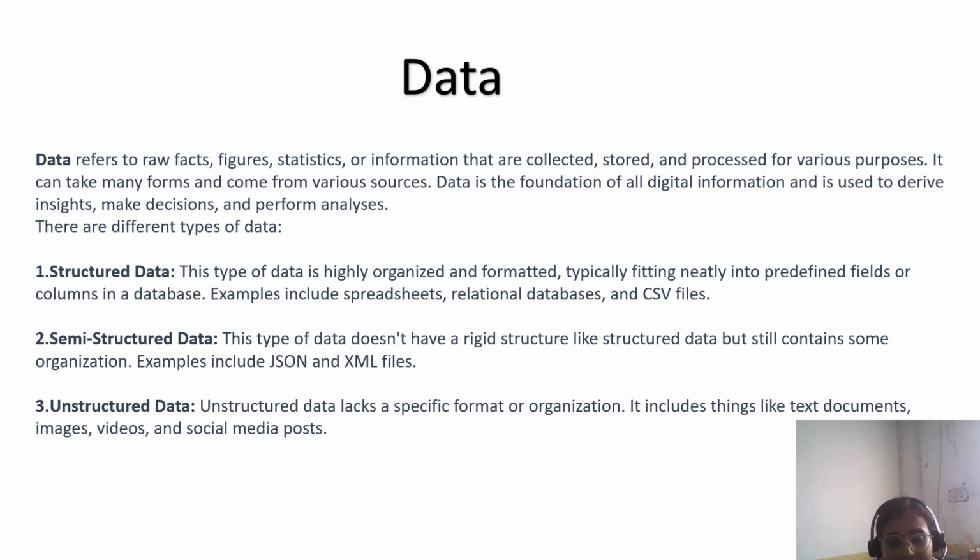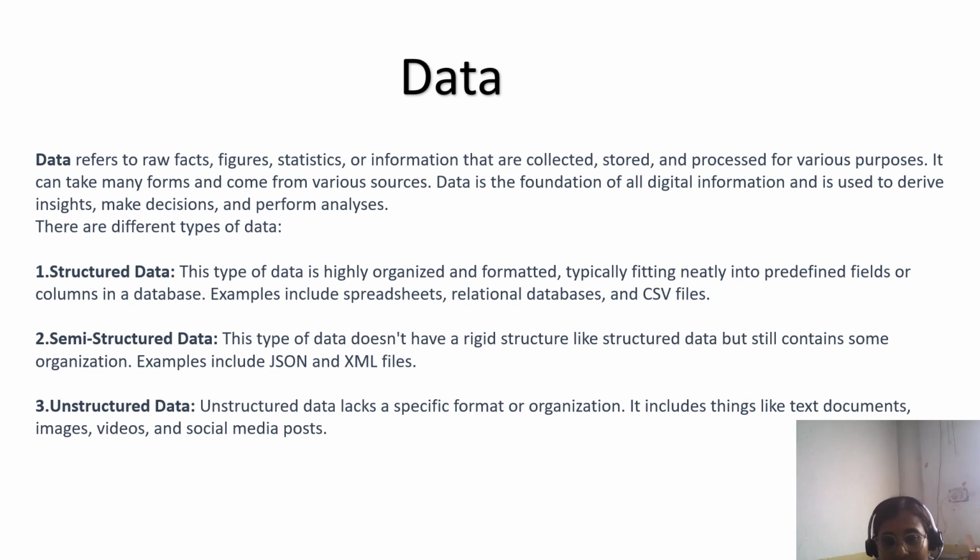And then next is the unstructured data. Unstructured data lacks a specific format or organization. It includes things like text, documents, images, videos and social media posts. We can take Instagram as an example, Facebook as an example. A lot of data, different types of data are there. All these data are unstructured in format.